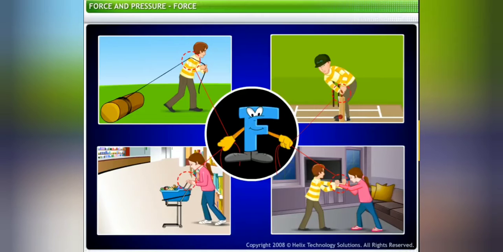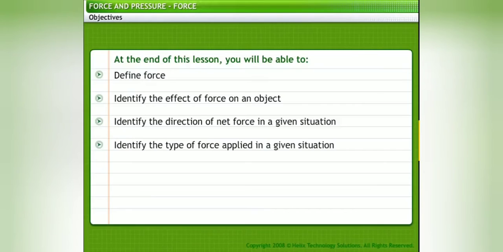In this lesson, you will learn about the effects of force and the types of force. At the end of this lesson, you will be able to define force, identify the effect of force on an object, identify the direction of net force in a given situation, and identify the type of force applied in a given situation.